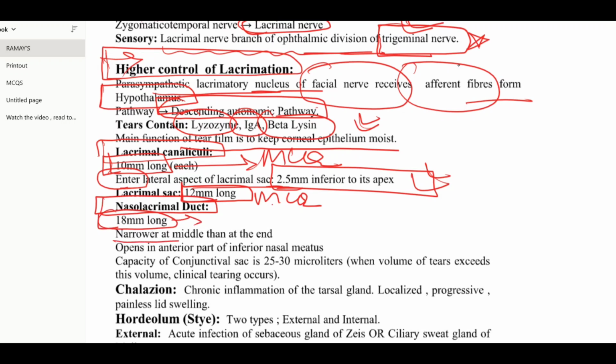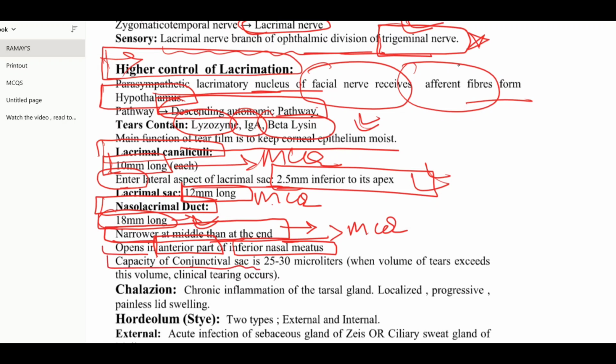Nasolacrimal duct is narrowest at the middle than at the other ends. Okay, nasolacrimal duct is narrow mostly at the middle of the duct than either of the ends. It opens into the anterior part. Look here, this is an MCQ that it opens into the anterior part of the inferior nasal meatus. They can confuse you by mentioning the posterior part, so remember that it opens into the anterior part.